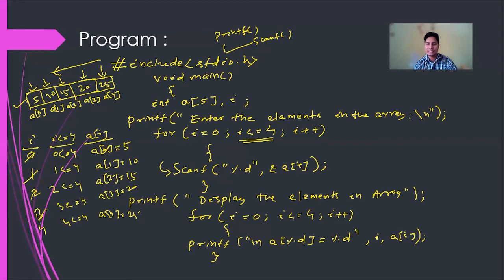When this is displayed, it will print a of %d. The first %d will refer to the value of I. The second %d will refer to the value of a of I. So here you can say these are the a of I values, and these are the I values: 0, 1, 2, 3, 4. But a of 0 is 5, a of 1 is 10, a of 2 is 15, a of 3 is 20 and a of 4 is 25. Just like this.